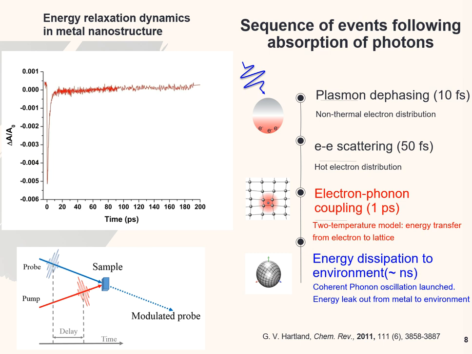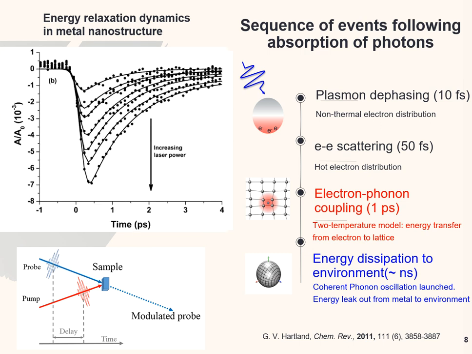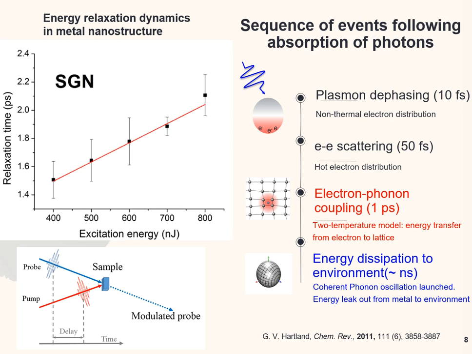One of the interesting phenomena we are looking at is what happens when we increase our laser power. By doing so, we increase our excitation pulse energy, and we can raise the electron temperature to a higher temperature. Then the two-temperature model predicts that energy will transfer from the high-temperature electron gas into the phonons. The coupling time will be longer. That's why, when we increase the excitation energy, the relaxation time of electron-phonon coupling has this linear dependence.